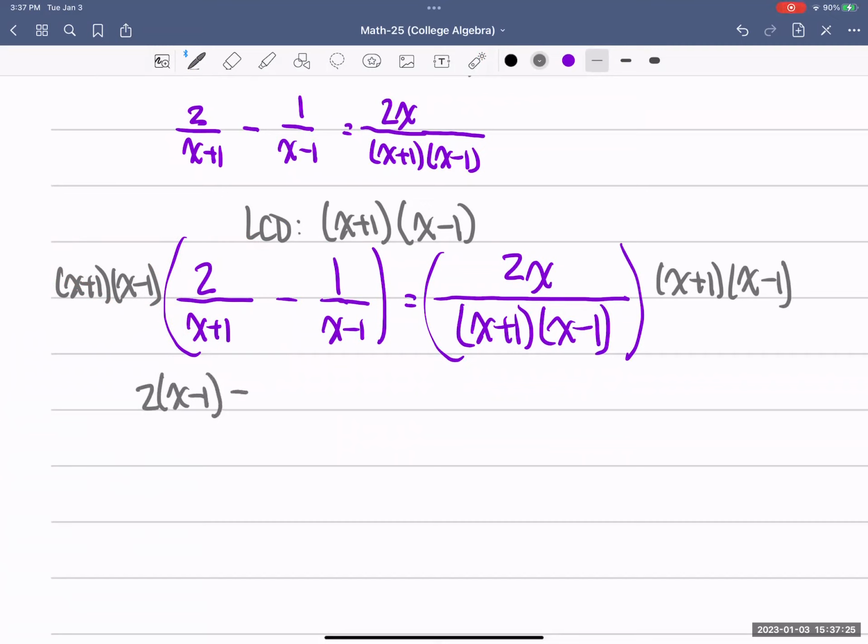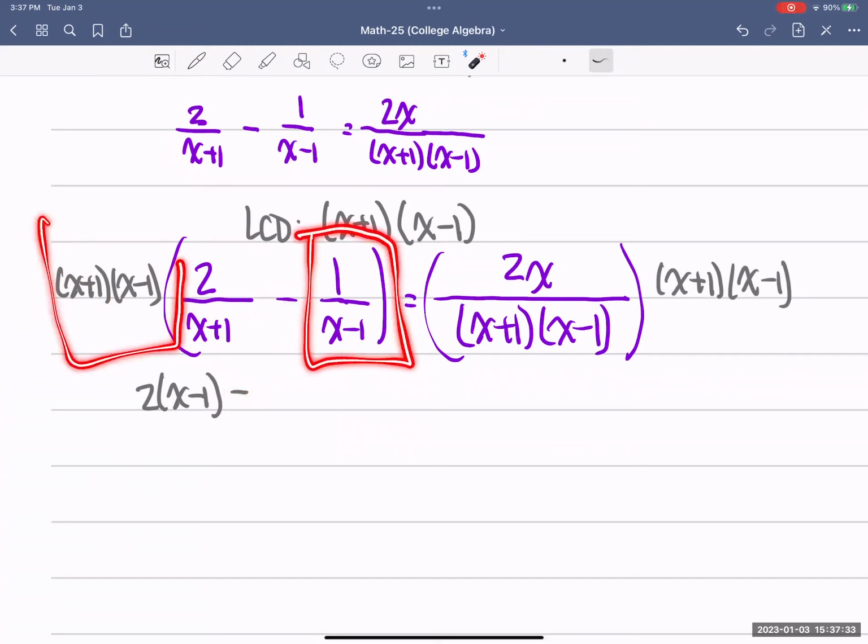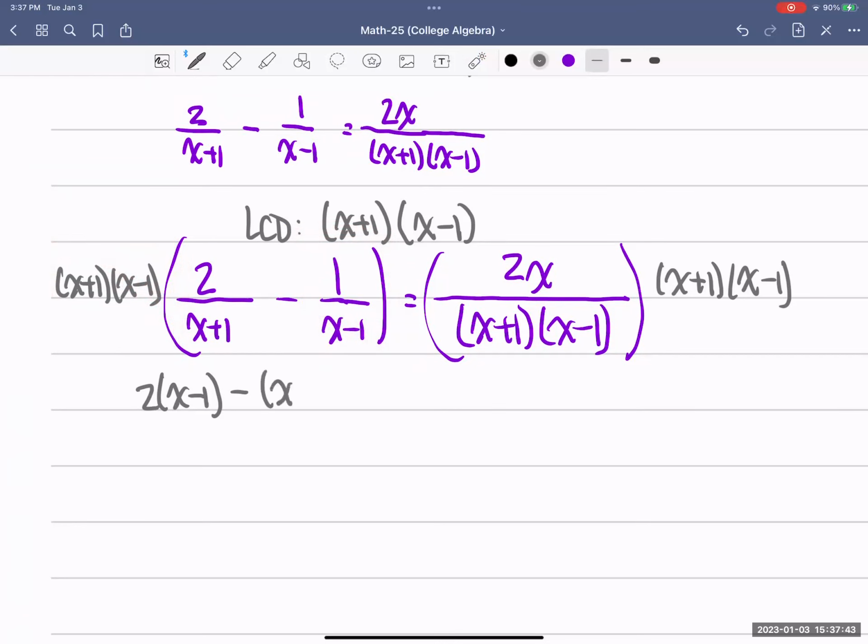And moving on to the next fraction, we have that minus sign. And now we have this fraction times our LCD. X minus 1 divides out with x minus 1. So we're left with x plus 1 times 1. So x plus 1 here. And that's equal to the right side. So over here, we're multiplying just one fraction on the right side. So x minus 1 divides out with x minus 1, x plus 1 divides out with x plus 1, and we're left with 2x.